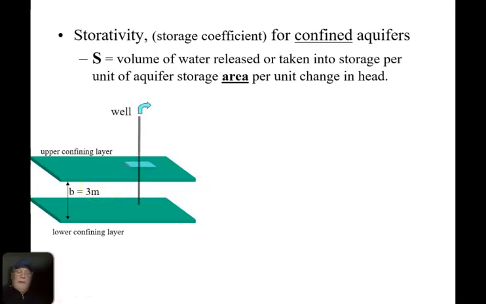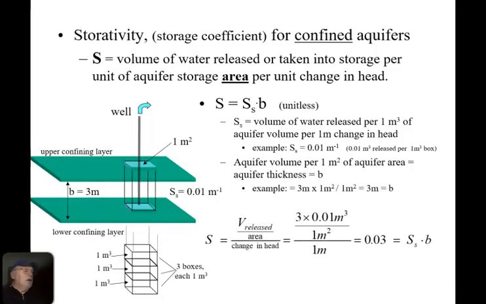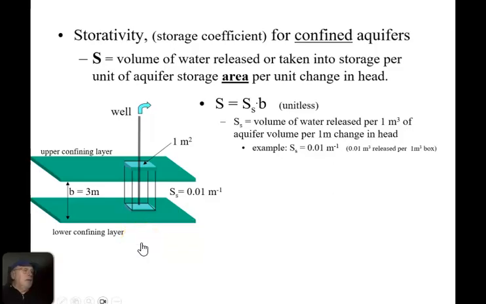Let's put a well in there and let's define a 1 square meter area here. Well, how much volume is underneath that one area? Well, it's 3 meters thick, the aquifer thickness. That means I have 3 boxes, each 1 cubic meter. So keep that in mind, that's 3.